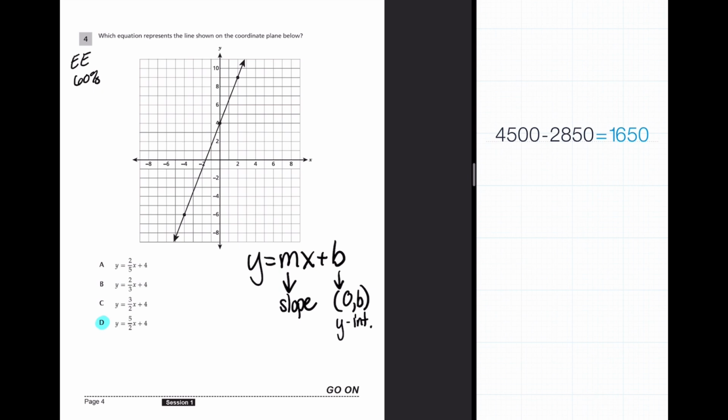So I can identify the b pretty easily because I'm going to look for my y-intercept is right here. And that's at 0, 4. So our b is equal to 4.